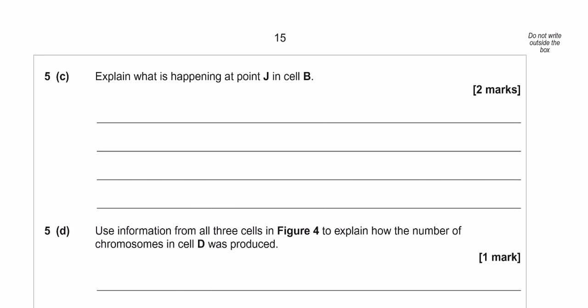So that's okay. 5C, explain what is happening at point J in cell B. So you need to go back, you need to look at point J in cell B.